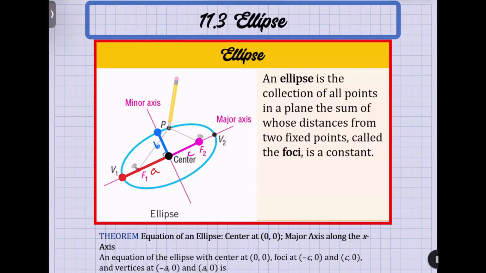And because there are two foci, there's also going to be two vertices. And on the minor axis, that point doesn't have a name. Okay? It's just the distance of B. So the A is the distance from the center to the vertices. B is the distance from the center to the edge of the minor axis.